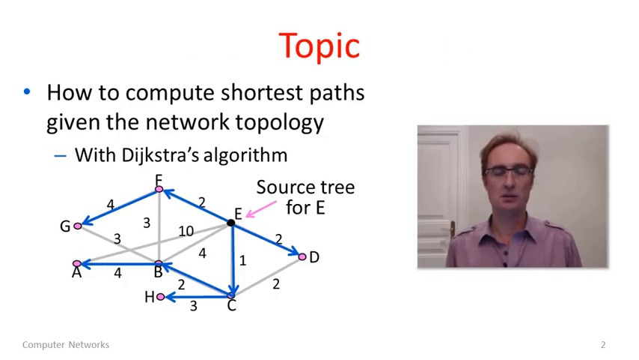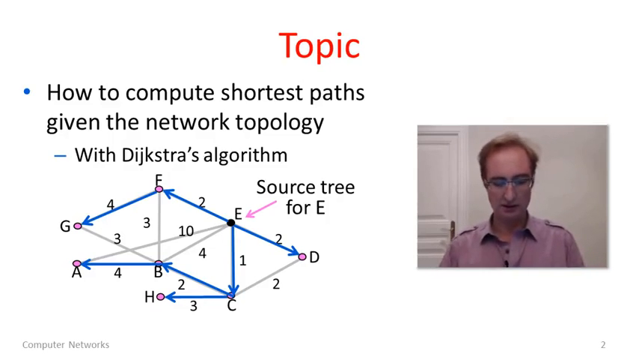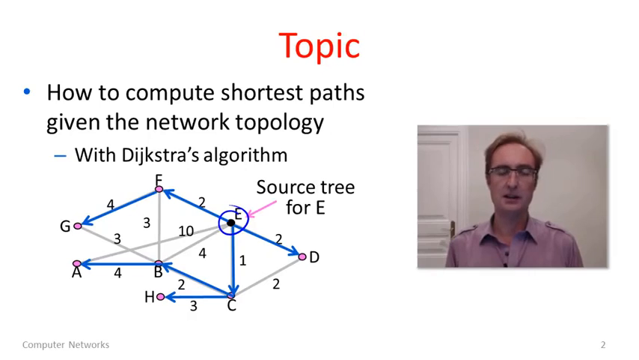What we'd like to be able to compute in this network topology is the source tree from a particular node, like for instance E, out to all of the other destination nodes in the network. This will allow us to work out the forwarding table for E, or which way to go to reach all the different destinations. If we can do that, we've solved the forwarding problem.